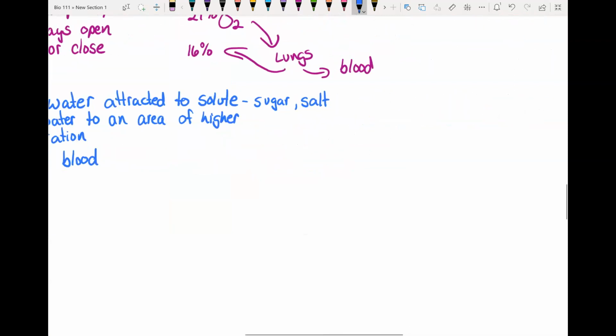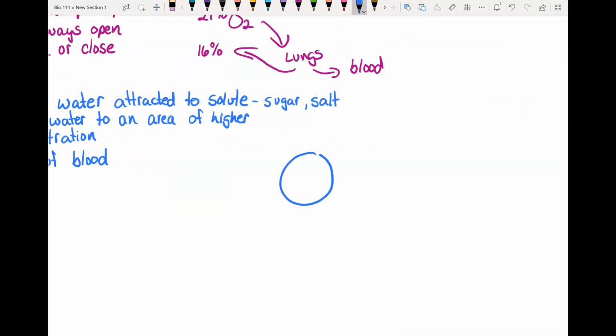So let's look at this a little more. You have your cell. There are solutes inside your cell. You have your blood. There are solutes in your blood. They have to be in balance with each other. They have to be the same concentration. So when they are the same concentration, that is a condition called isotonic.